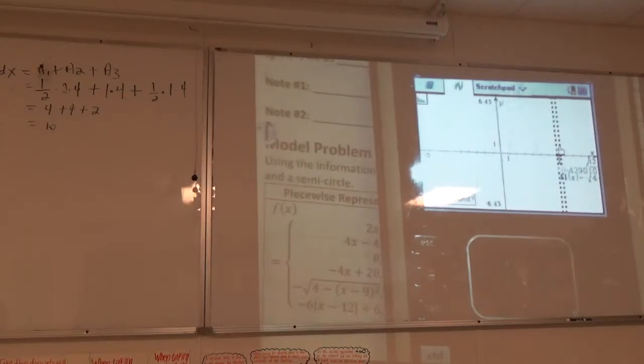Now it says upper bound. Where do we want to stop integrating? 9. Is it 11? Wait, what? 9, sorry. Now, here's what I don't like.